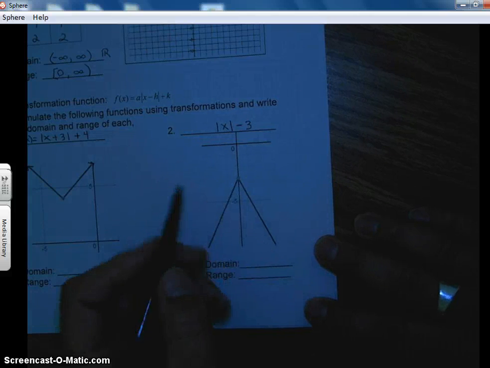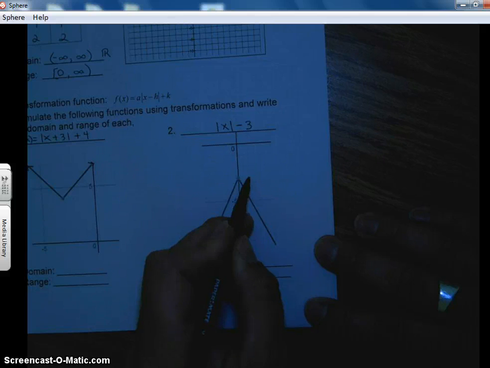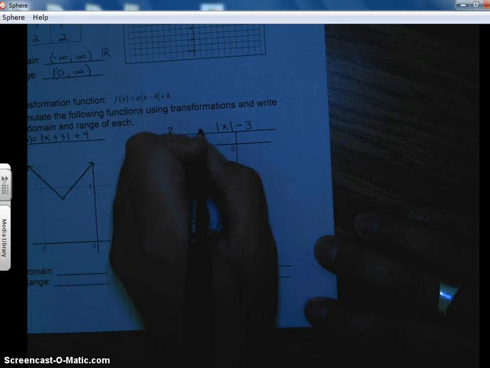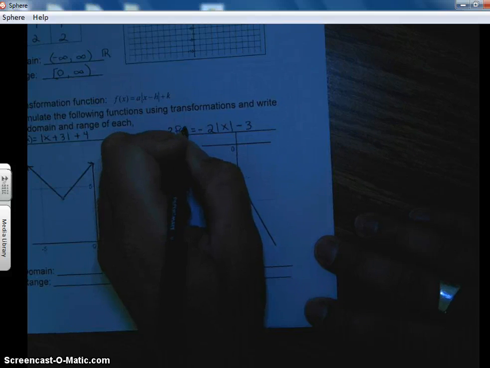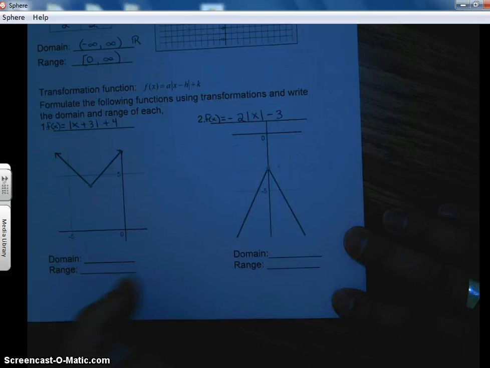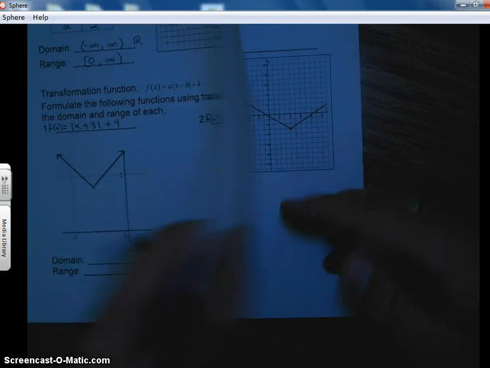And then remember, to figure out the a value from this point, we go over 1 unit and then we count to the graph. So over 1, 1, 2. So we have a reflection over the x-axis and a vertical stretch of 2. And there's your equation. Now I'm going to let you guys do the domain and range. I will be checking for those on your video notes, so please make sure you do them. Okay, next page, number 3.